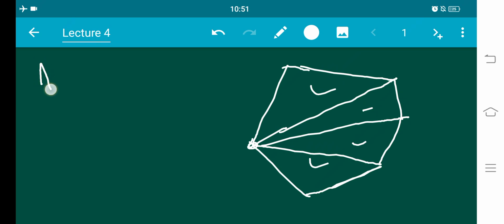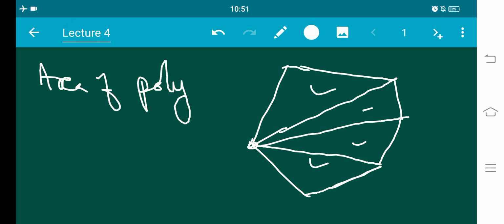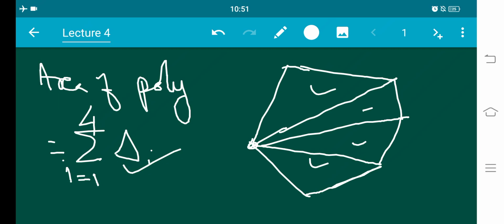The area of the polygon is equal to the sum of the areas of the triangles, with i equal to 1, 2, up to here 4. If it is 5, then 5. And how to compute this? You can compute this using the same formula. So this is how you can compute the area of a polygon.